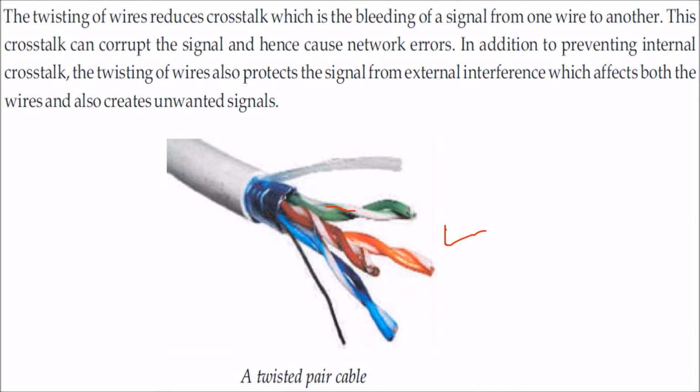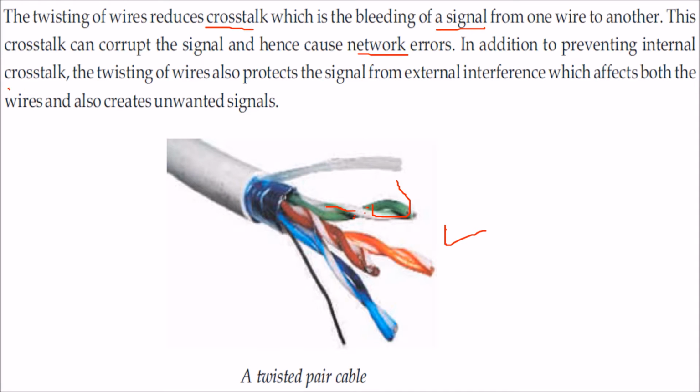The twisting of wires reduces the crosstalk. This is one kind of noise. Crosstalk is actually the bleeding of signal, that is, the losing of signal from one wire to another. This crosstalk can corrupt your actual signal and also cause various network errors.